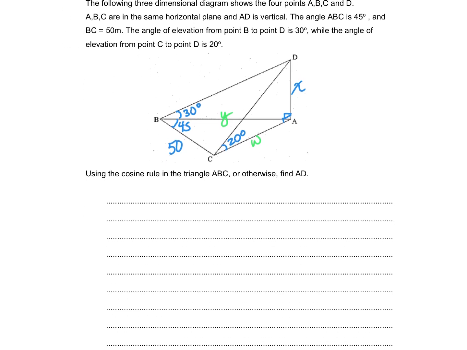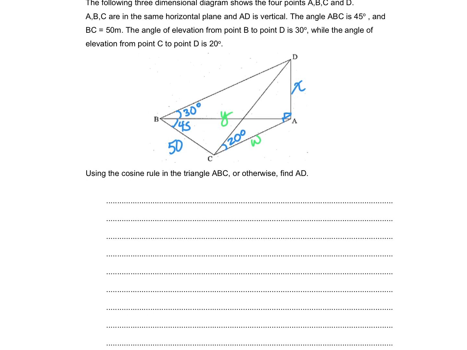So if we use cosine rule, I'm going to use 45 as c. So this is little c. So we're going to have w squared equals 50 squared plus y squared minus 2 times 50 times y cosine 45. Okay? Cosine 45 is root 2 over 2, and those will cancel. Not that that really matters, but just simplifying it a bit.